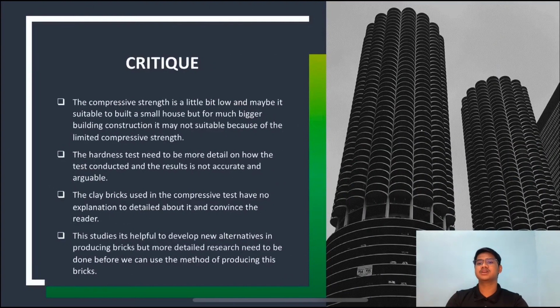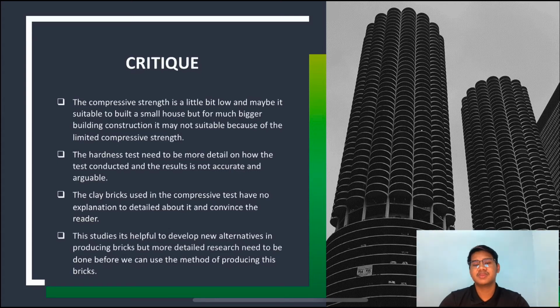Alright, and for the critique, I found that the compressive strength of the brick that has been produced is a little bit low, and maybe it is suitable for us to use to build a small house or a small construction. But for a bigger project like building a high-rise building, it is not suitable. Maybe they can increase the compressive strength because we need a maximum strength to build a high-rise building to ensure its safety.